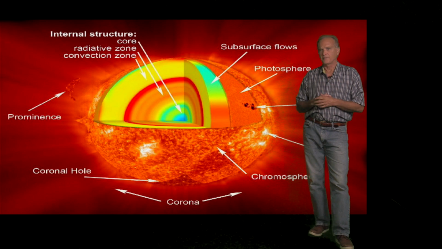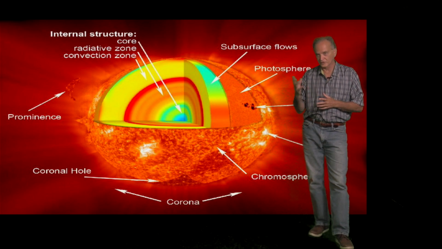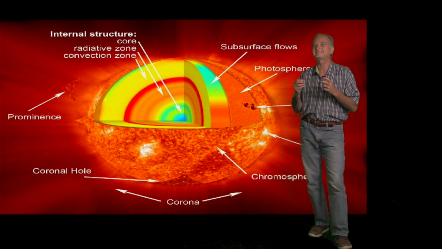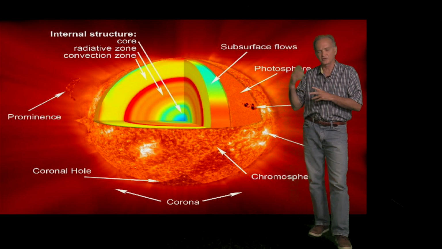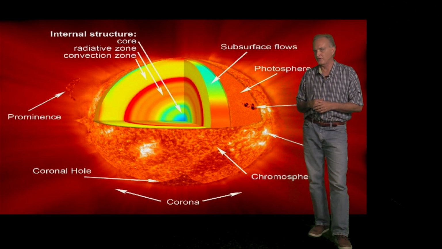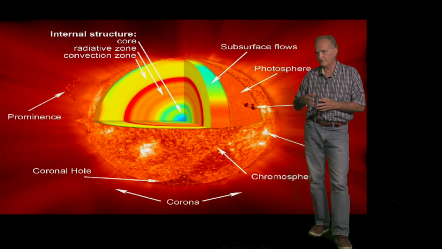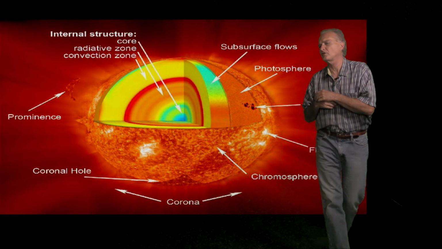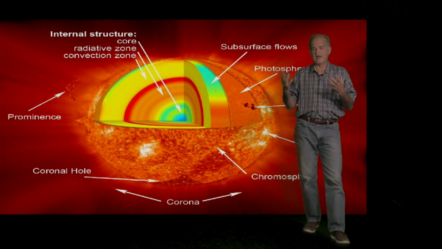Like I said, over 600 million tons every second is fusing within the sun. It's been doing that for 4.5 billion years. It's going to continue doing that for another 5 billion years. Again, just like the red dwarf stars, that's where the fusion's happening.